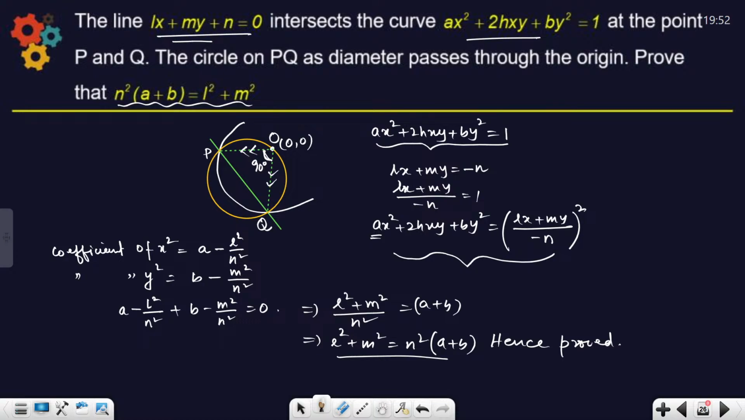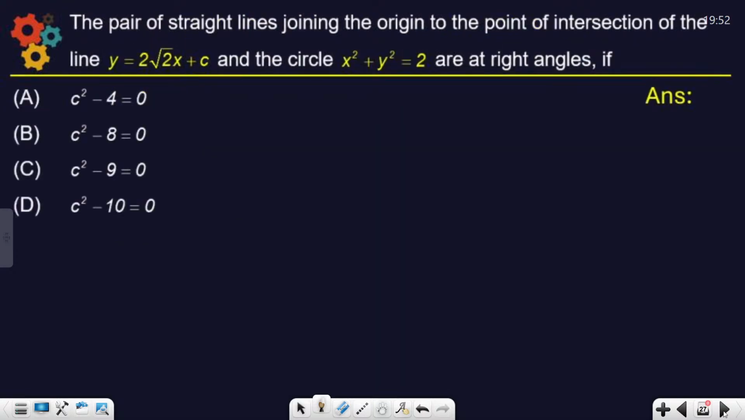Is it clear? Okay, let us move to the next problem. Same question here. The pair of straight lines joining the origin to the point of intersection of this line and this circle are at right angles. Okay, I'm revealing the answer. It's option C.